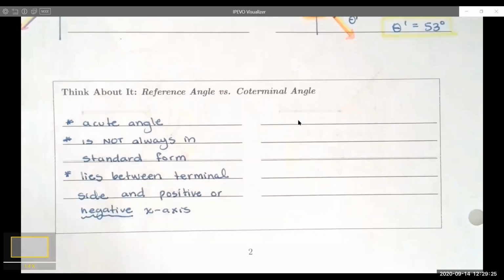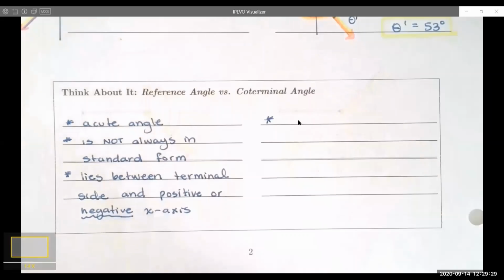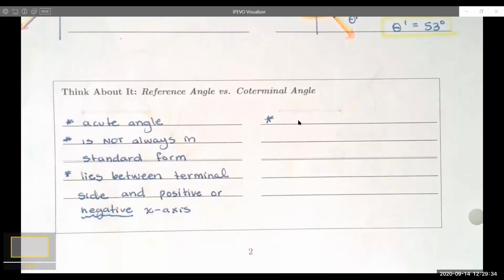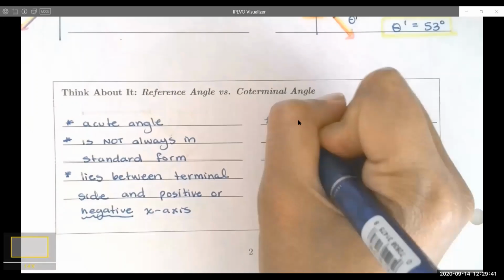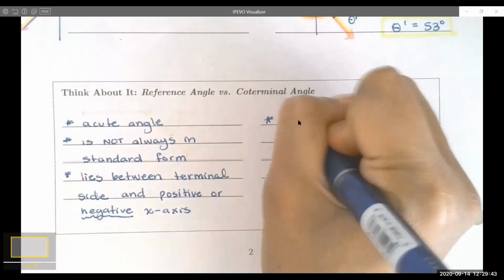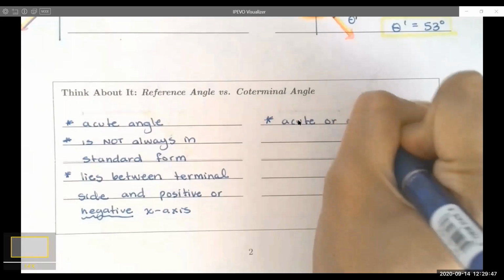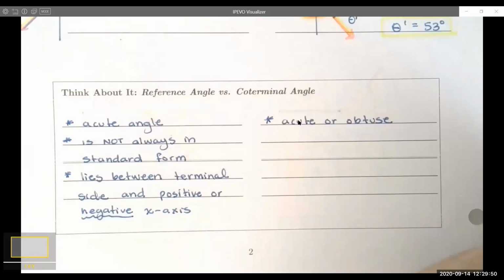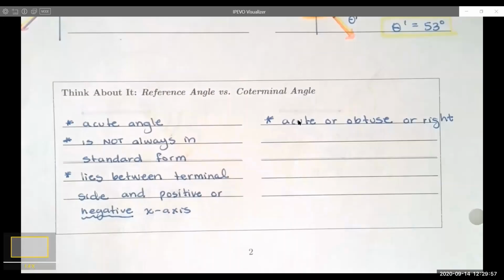Let's think about a coterminal angle now. A coterminal angle can be acute, but it could also be obtuse, right? It's any angle that shares the terminal side with the original angle. So this one could be acute or obtuse, or even right. We haven't seen that example yet, but later on we'll see one.